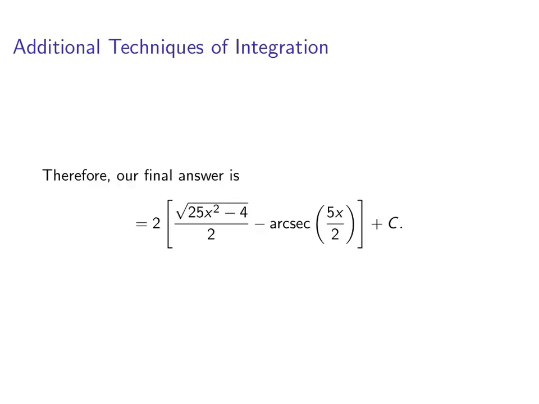Okay, that's it. Here's our final answer. 2 times the quantity square root of 25x squared minus 4 all over 2 minus arcsecant of 5x over 2 plus c. I'm not doing anything further with this, so I'm not going to bother to simplify anymore.